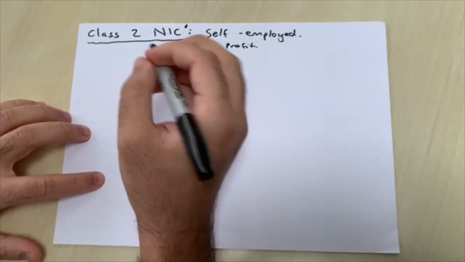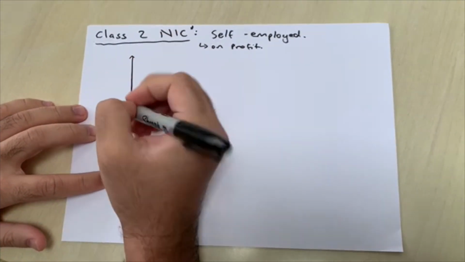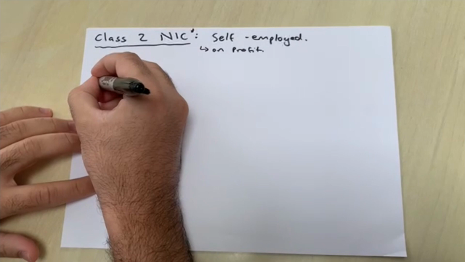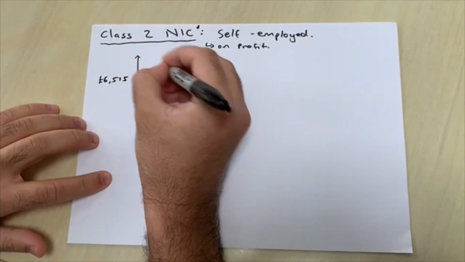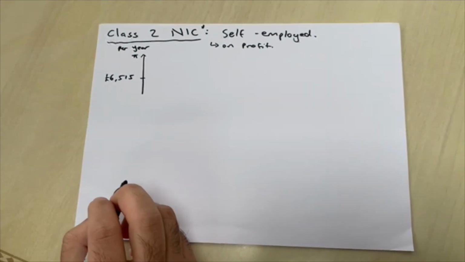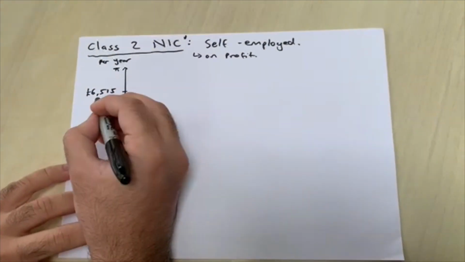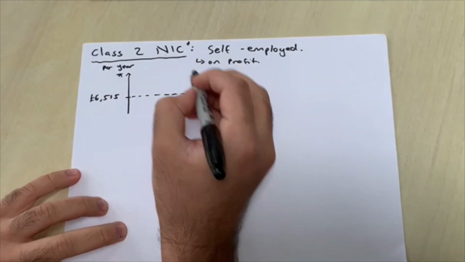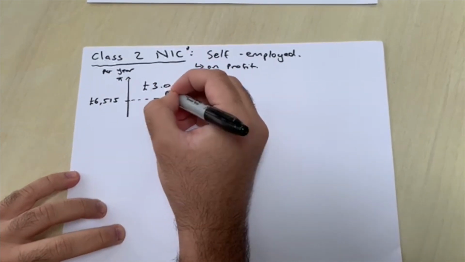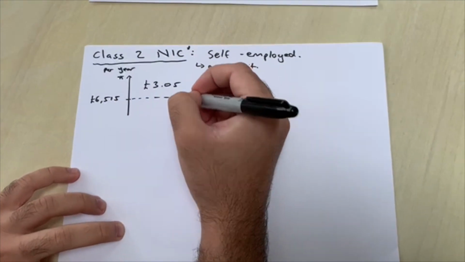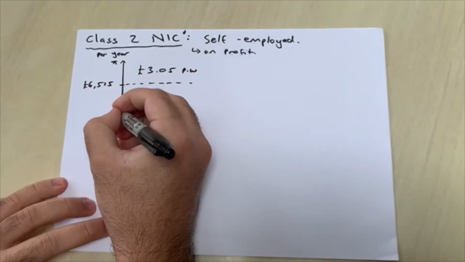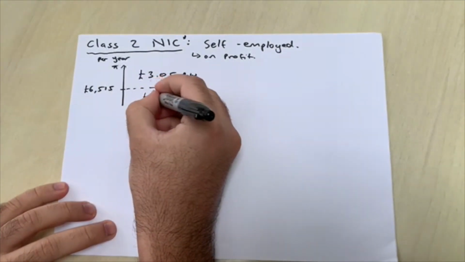So for Class 2 National Insurance Contribution, I'll just do a graph so you can visualize it. The threshold this year is £6,515, and this is per year, and this is profit. So per year, if your profit is greater than £6,515, you'll be required to pay an expense of £3.05 per week. £300 would have been a bit ridiculous. So £3.05 per week, and anything below £6,515 of profit is at £0.